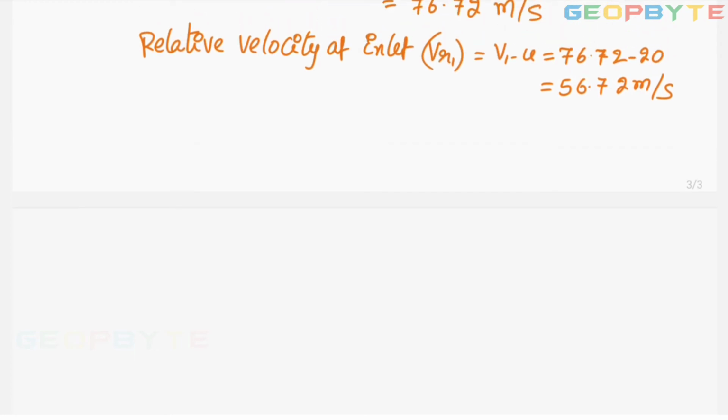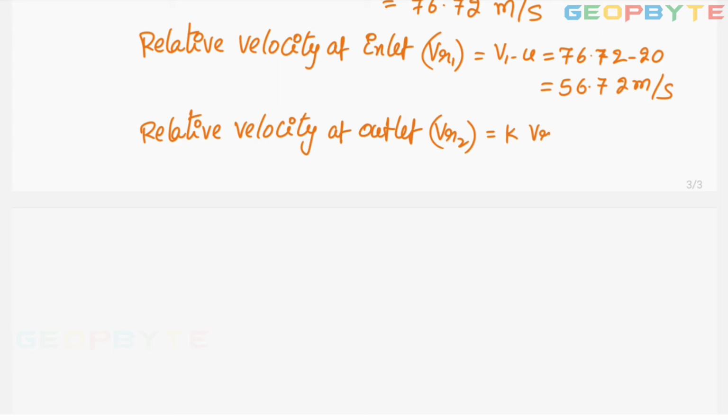Now let us construct the velocity triangles. Since here blade friction is not given, relative velocity at outlet VR2 equal to K VR1. Here assume K equal to 1. Then VR2 equal to VR1. That is equal to 56.72 meters per second.